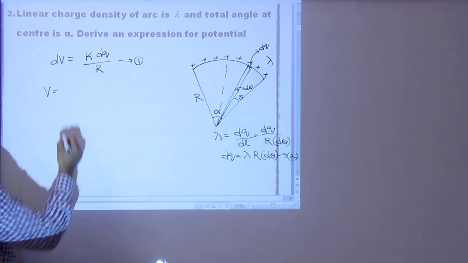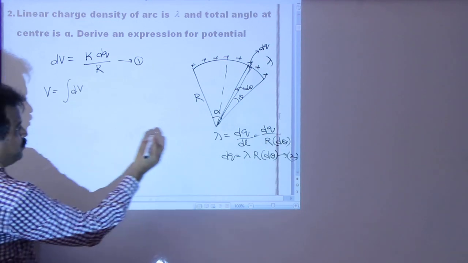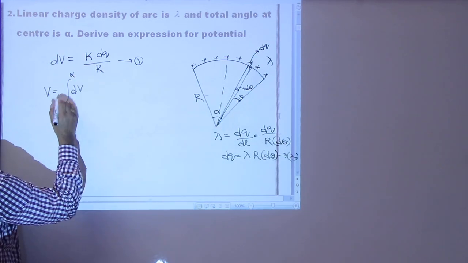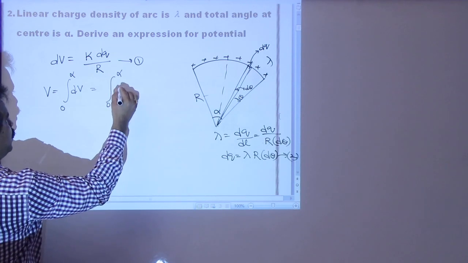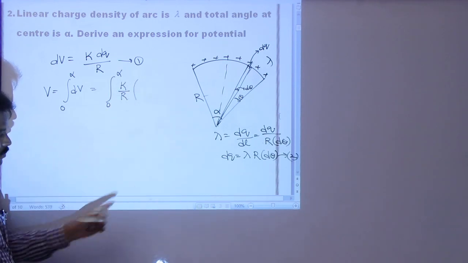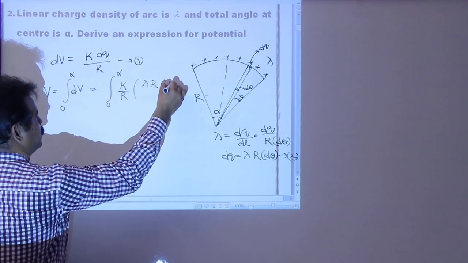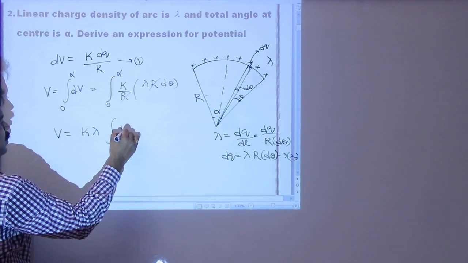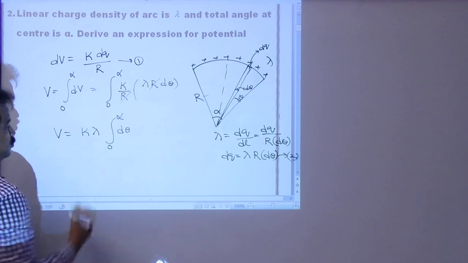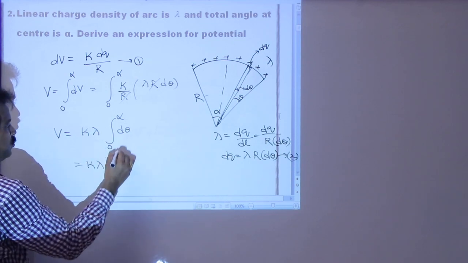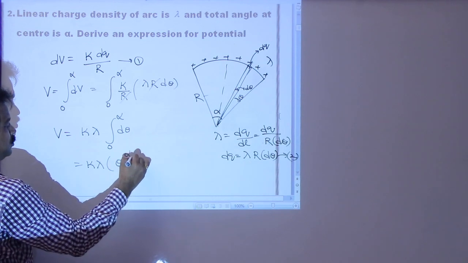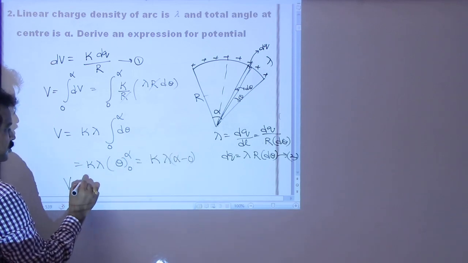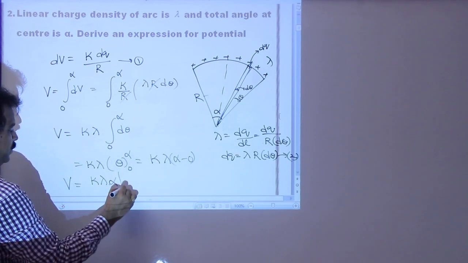Now to find the total potential due to this arc, integrate dv with limits. Here the minimum angle is 0, the maximum angle is alpha. So the limits are 0 to alpha. So this is integral from 0 to alpha of k by r, and in place of dq I am going to write lambda r d theta. Here r cancels. The potential is k lambda constant, integral d theta with the limits 0 to alpha. Integral d theta is theta with the limits 0 to alpha. So this is k lambda, alpha minus 0. The potential due to this is k lambda alpha.